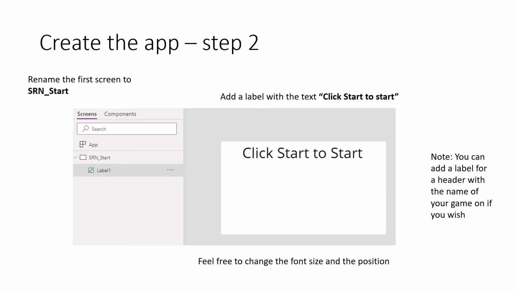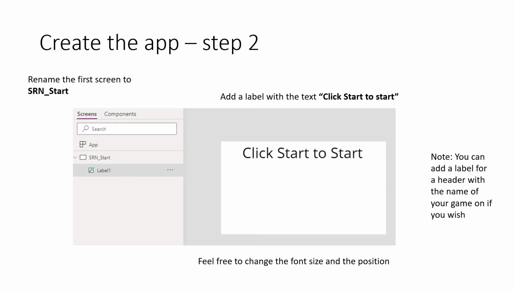You will be faced with a blank screen to start with, so first thing we'll do is rename that to srn_start. It's a good idea to name all your screens something srn, then you can tell at a glance that they are screens. And we're going to add a label with the text click start to start. Do change the default font size and position like I've done here.